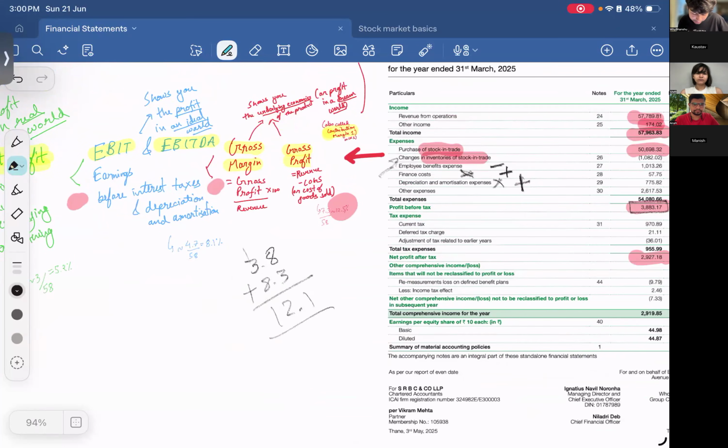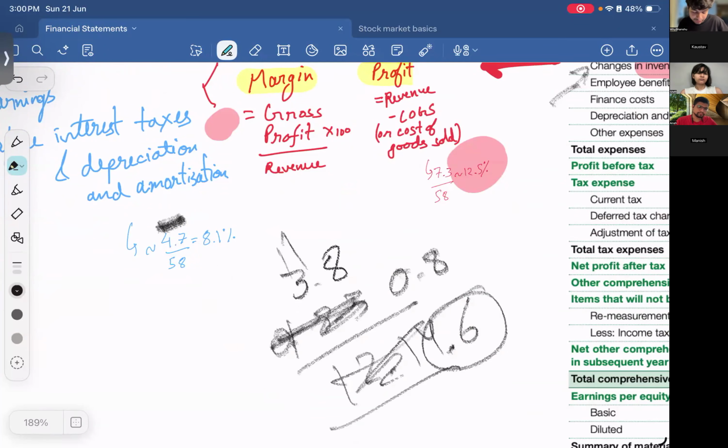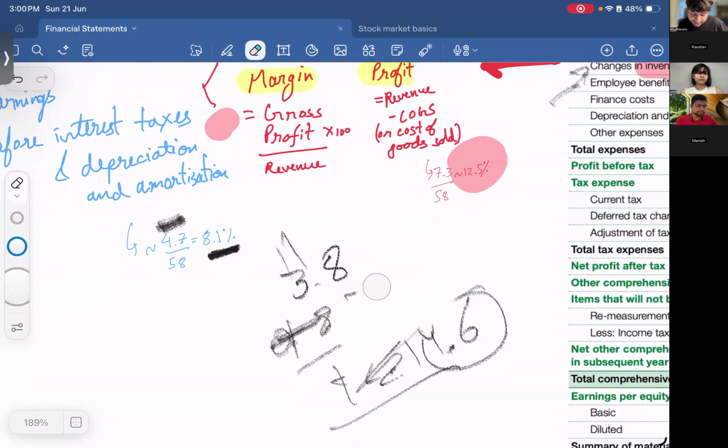Oh, so this is 0.8. Yeah, my bad. It's 800 crore. So it's 0.8. This will become 4.6. I have taken 4.7 in my calculations here, right? So you divide 4.7 by 58, you get 8%. So 8.1% is basically your EBITDA for DMart. This bit is clear?